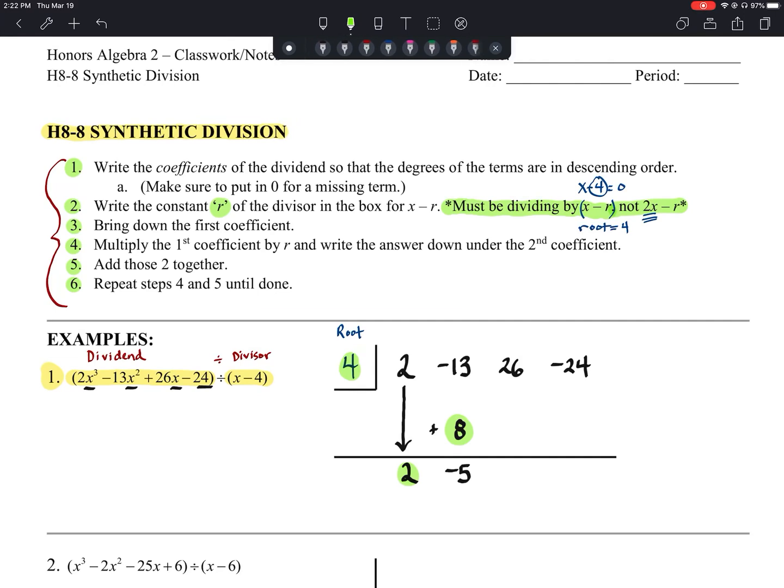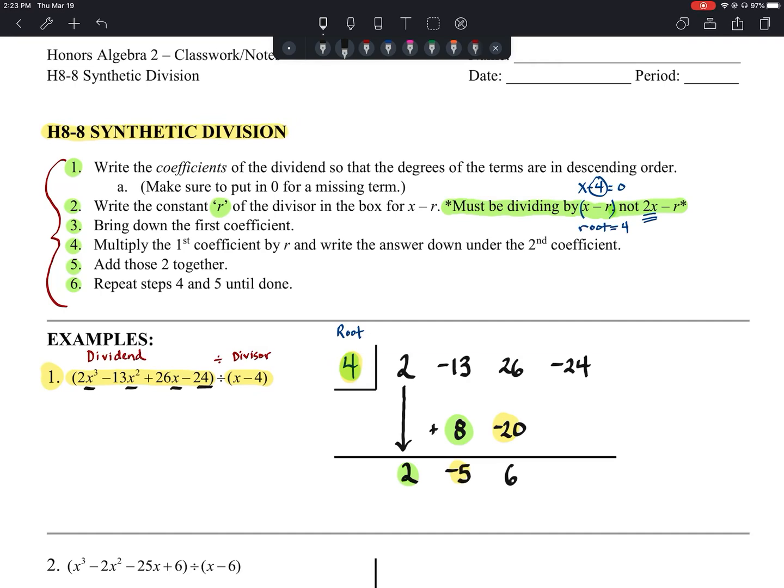So I'm going to take this now. I'm going to take my negative 5, and I am going to multiply it times the 4, and then I'm going to write it underneath the 26. So negative 5 times 4 is going to be negative 20. I'm going to write it right here underneath 26. Now we're going to add those two together. 26 plus negative 20 is positive 6.